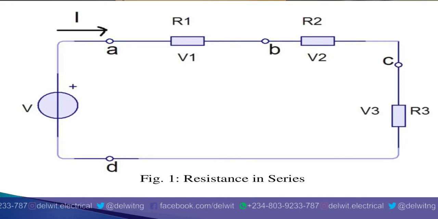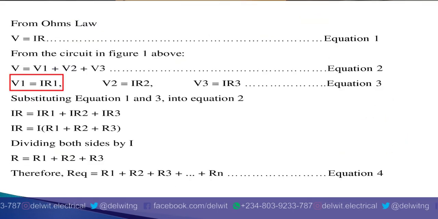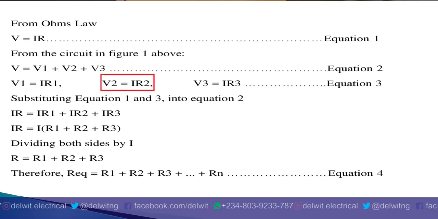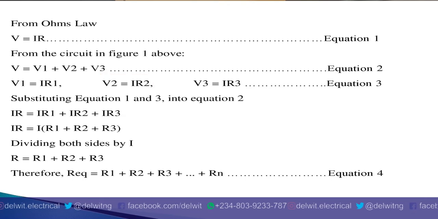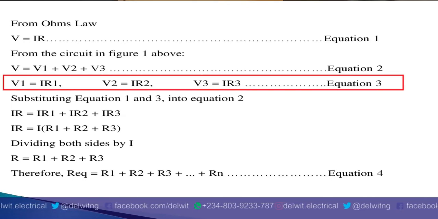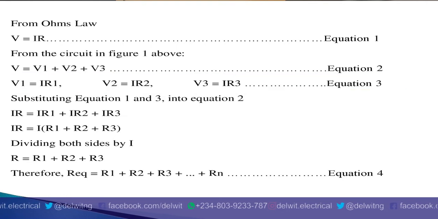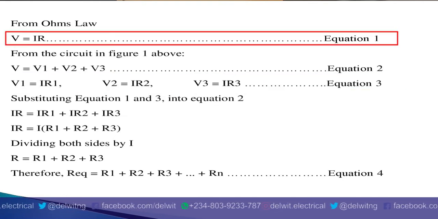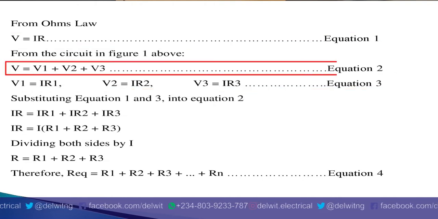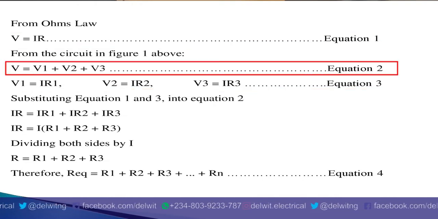So now our V1 is equivalent to IR1. Our V2 is IR2. Our V3 is IR3. That is going to give us our equation 3. Now, if we substitute equation 1 and 3 into equation 2, we will have our equation 2 as V.